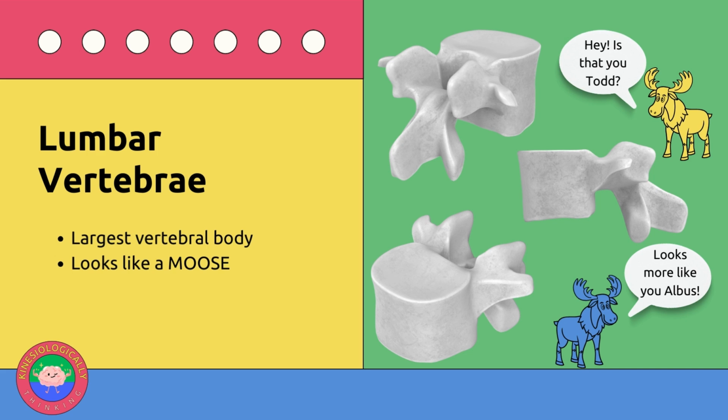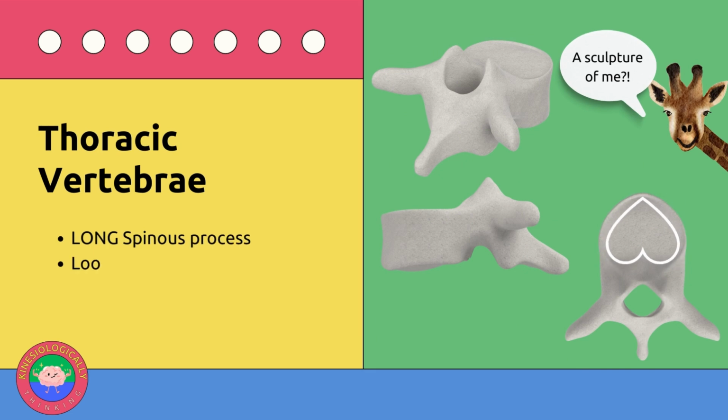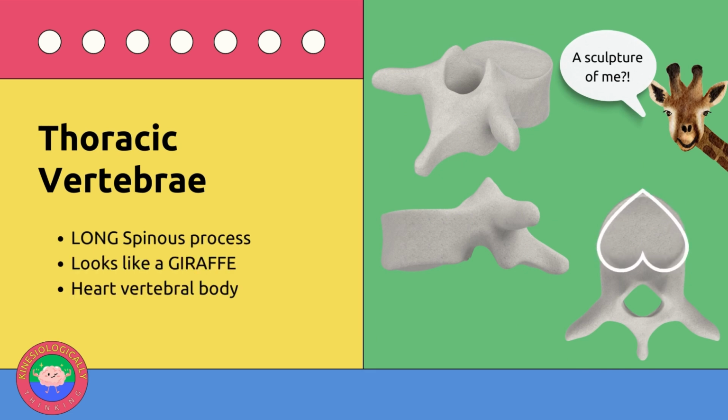Next, we have our mid-sized vertebrae, the thoracic vertebrae. There are many key features that help to identify these vertebrae. Firstly, you probably notice the long spinous process compared to that of our lumbar vertebrae. The processes also make this type of vertebrae look a lot like a giraffe. And the vertebral body of these vertebrae typically looks like a heart shape. The heart-shaped vertebral body is a great way to remember the placement of the thoracic vertebrae, right in the thorax, where the heart is found.